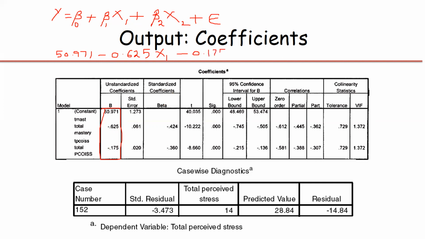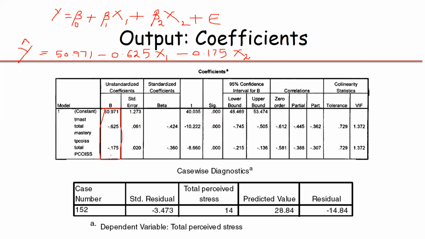0.175 times x2. And I'm not writing the error because I am writing this model as an estimated model. So the difference between the observed model, we do not have a cap on the observed model and there is an error there. And in the estimated model, after computing these values of beta, we have to write down these estimated values into the model, and the model is represented as the estimated model.